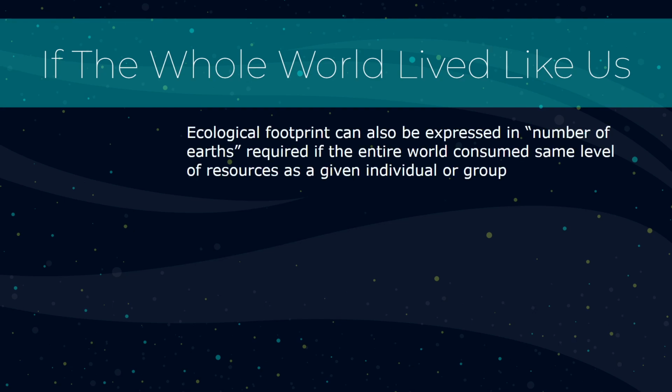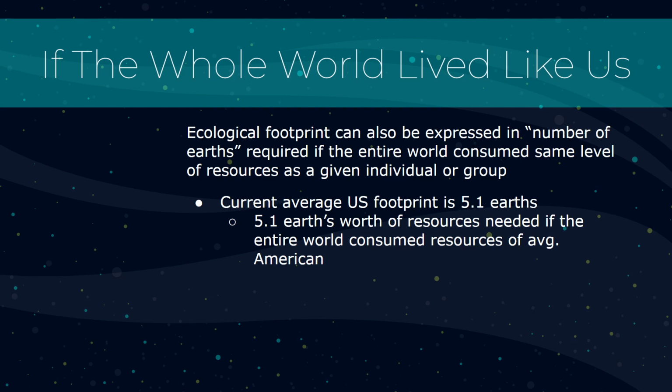Finally, we put this all into the context with a look at the global ecological footprint. We can also measure the ecological footprint expressed in the number of Earths, meaning how many Earths would it take to sustain the lifestyle for a given individual or a given person. Now, for reference, the United States: if everyone in the world lived like the average American, we would need 5.1 Earths to support that lifestyle. That means we need 5.1 Earths worth of resources if the entire world were going to consume the way that Americans consume. You can see we're using quite a bit more than our fair share for reference.